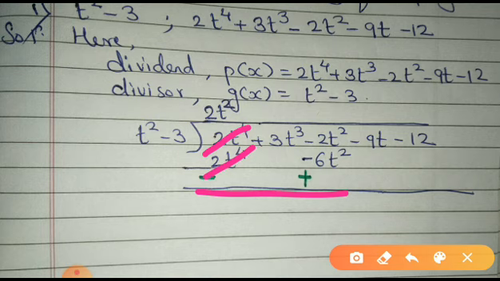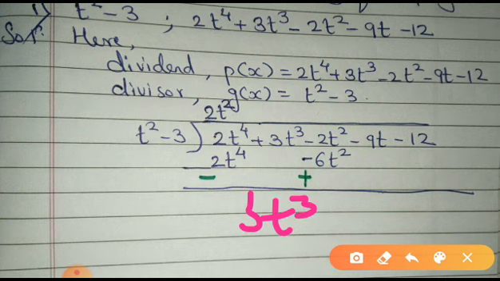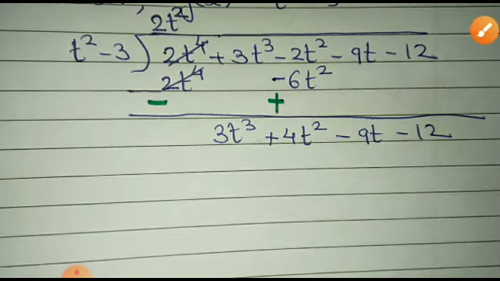Always write the terms below their like terms so that we can do the calculations correctly. So this minus 6t square should be written below this minus 2t square. Now nothing is here, so directly I can write 3t cube. Then minus 2 plus 6 is plus 4t square, minus 9t, minus 12. Clear?